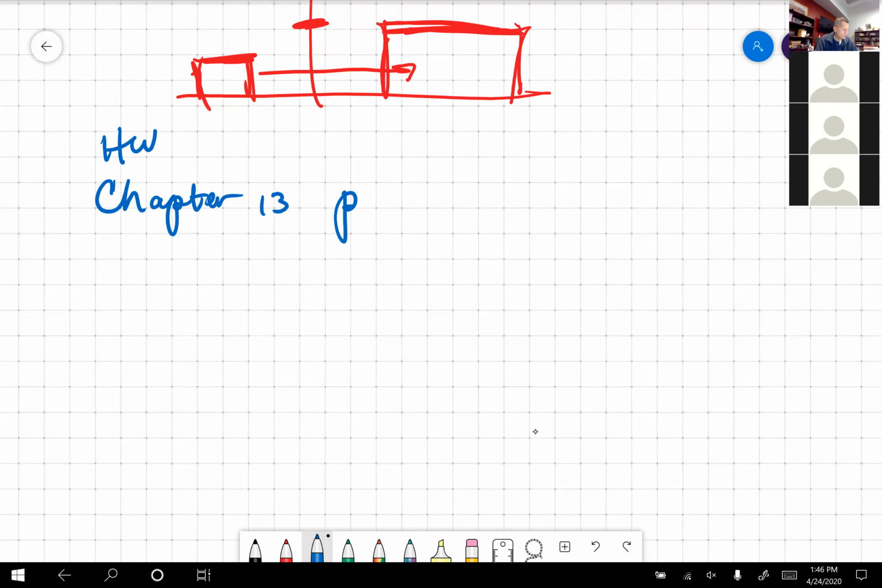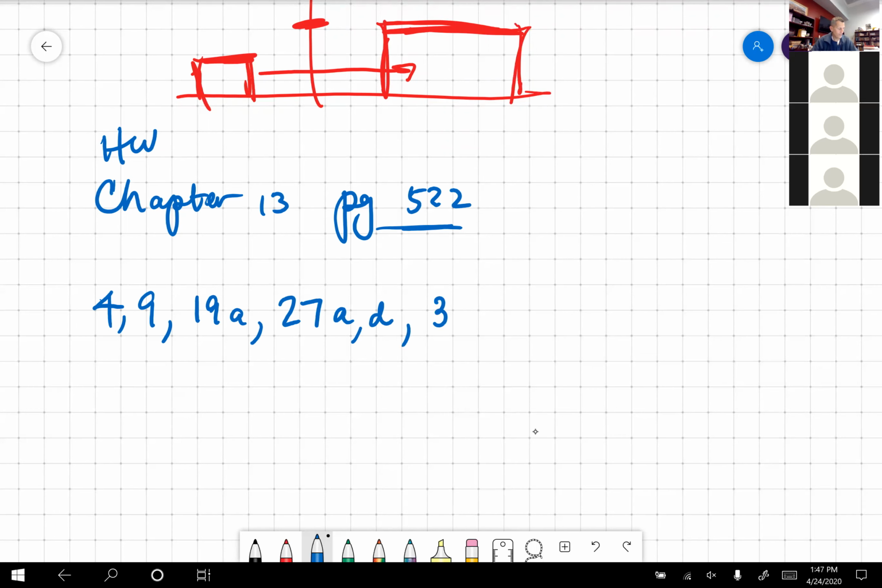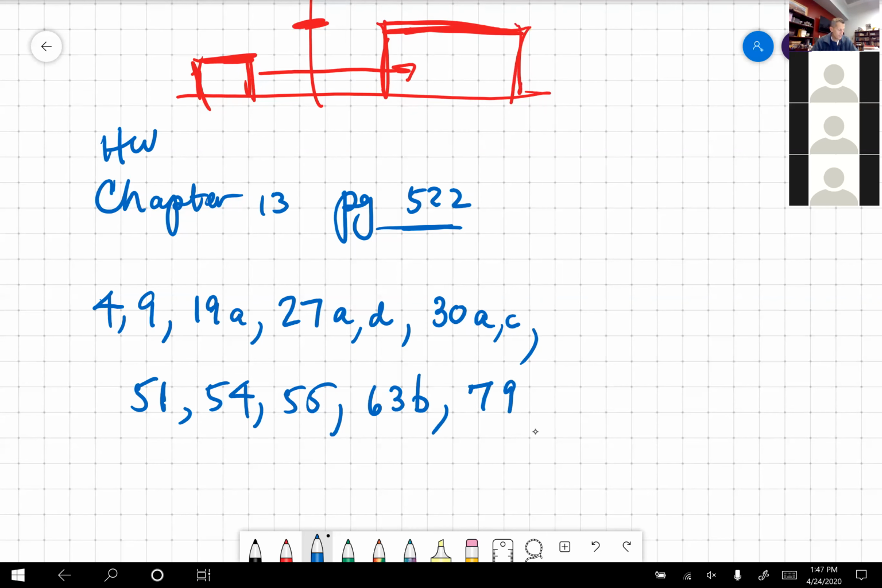And that is on page 522. It's amazing. Page 522: 4, 9, 19A, 27 A and D, 30 A and C, 51, 54, 55, 63B. 63B is a fairly easy convolution if you want to check your understanding. Pretty easy. And then 79. I believe you have the tools to be able to do every problem right now. So you can go ahead and get a head start on that.